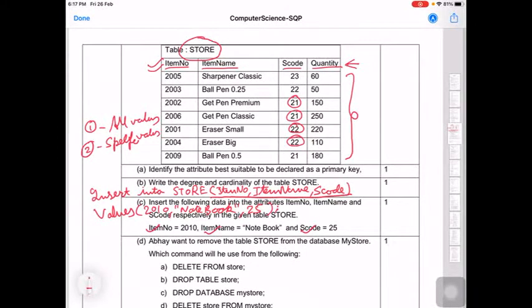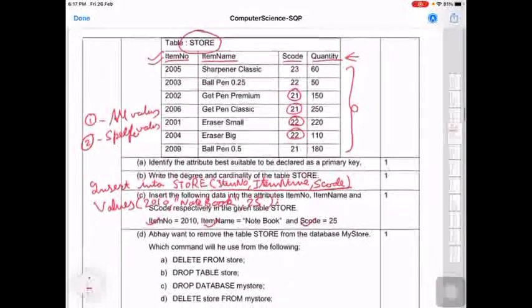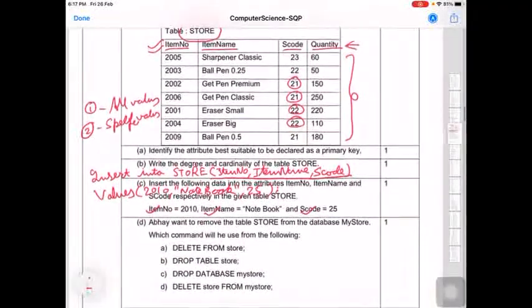Now, then you have this question. Abhay wants to remove the table store from the database. Which command will be used by him? Let us check all the commands. Delete from store, and you can see the command says that Abhay wants to remove the table from the database. Okay, he wants to remove the entire structure of the database, not the values. So it is a DDL command.